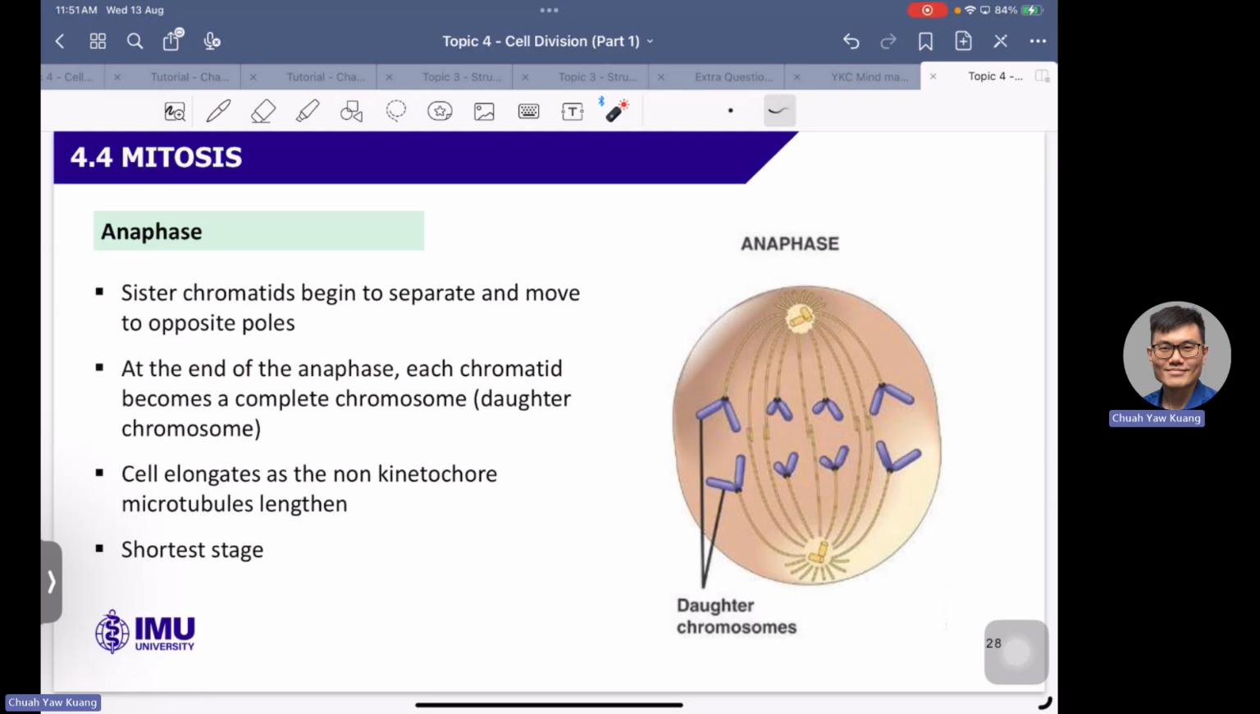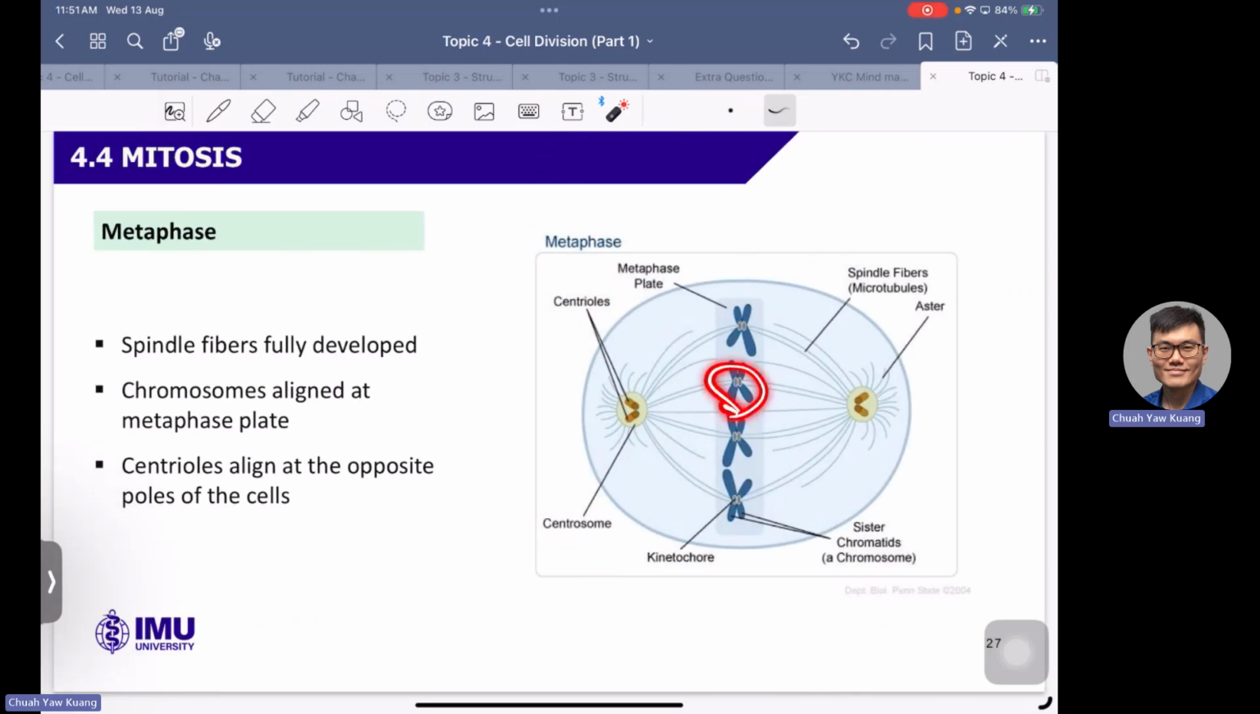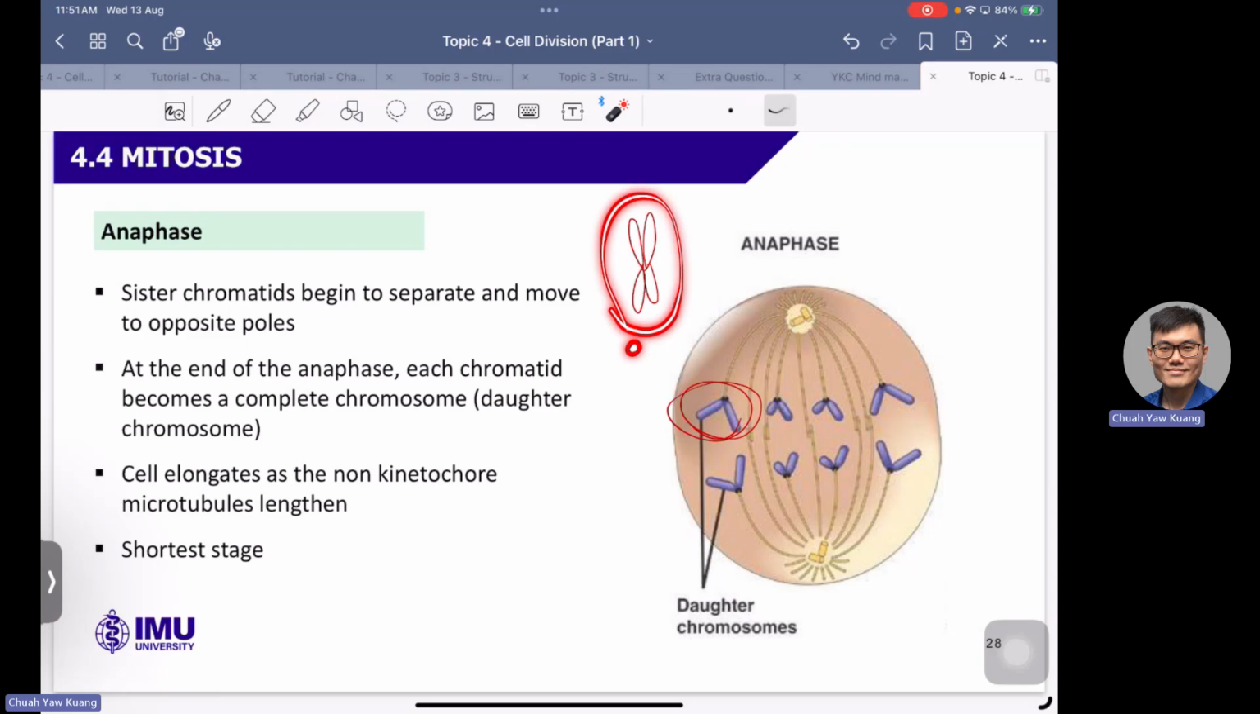Because this is a chromosome, and this is also a chromosome. So when you say chromosomes are being separated, it's a bit confusing. Since we know that what is aligned at metaphase is a butterfly shape, during anaphase it is this one being separated. This one goes to one pole, this one goes to the other pole. So in other words, these are actually sister chromatids.